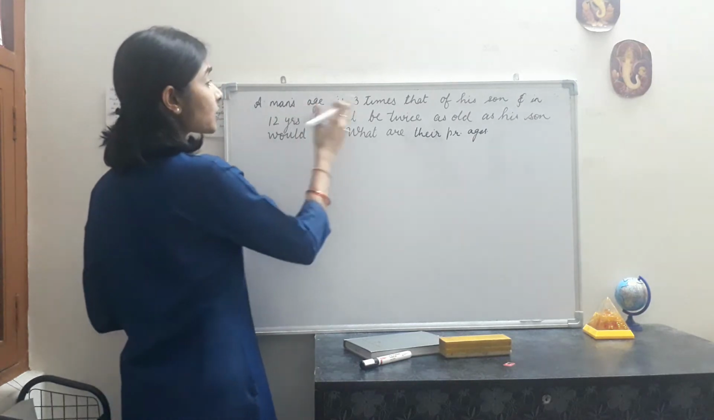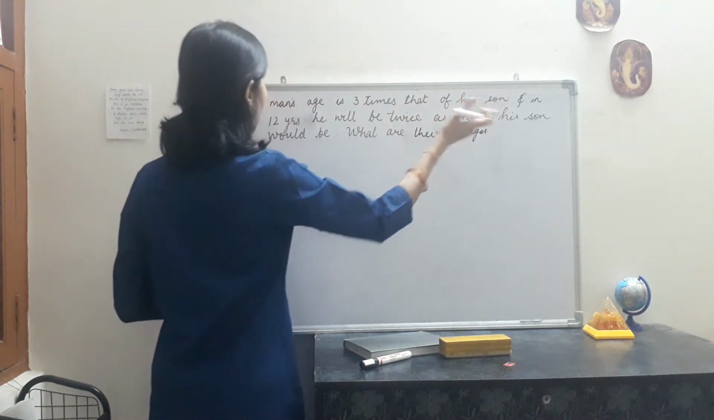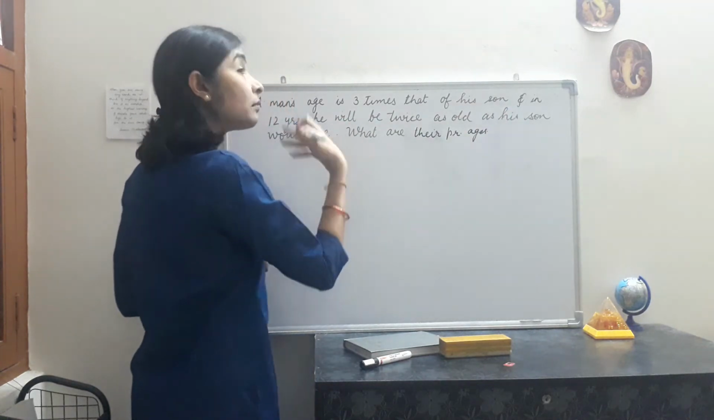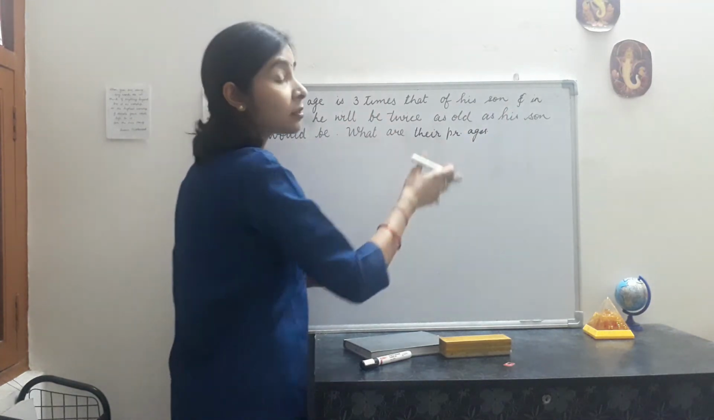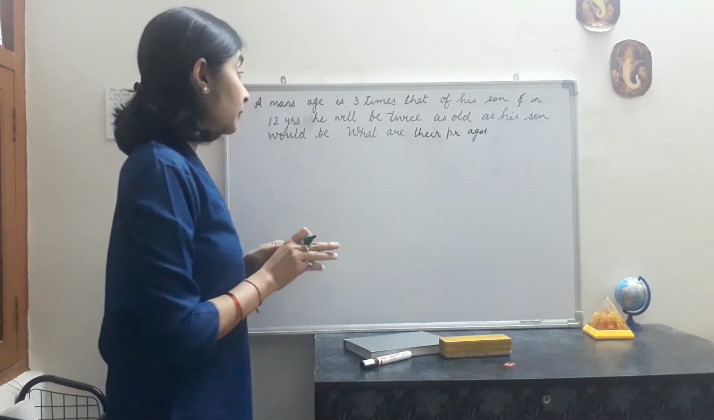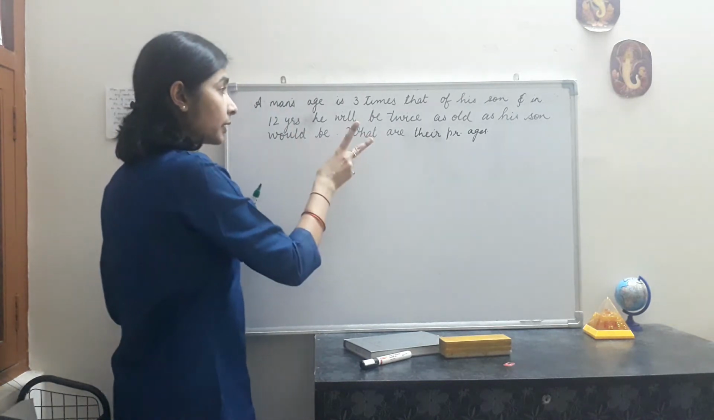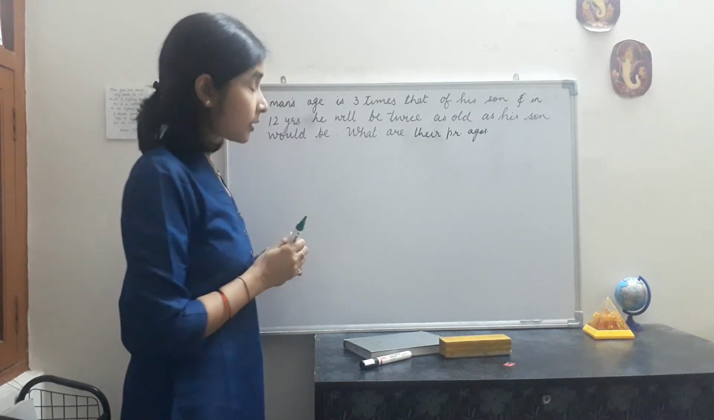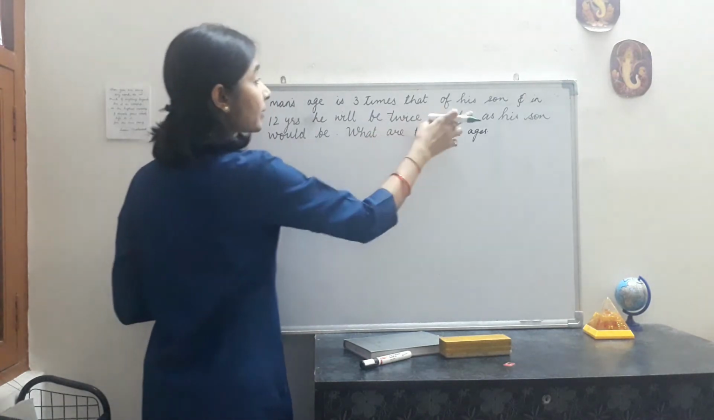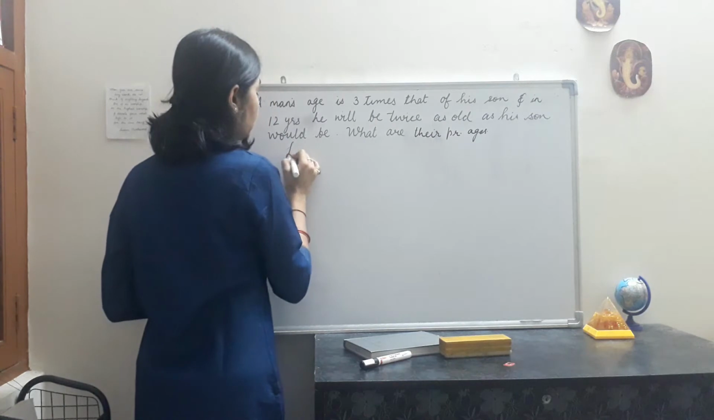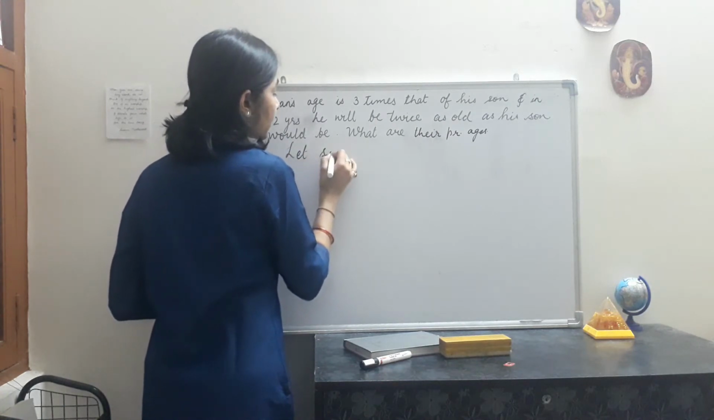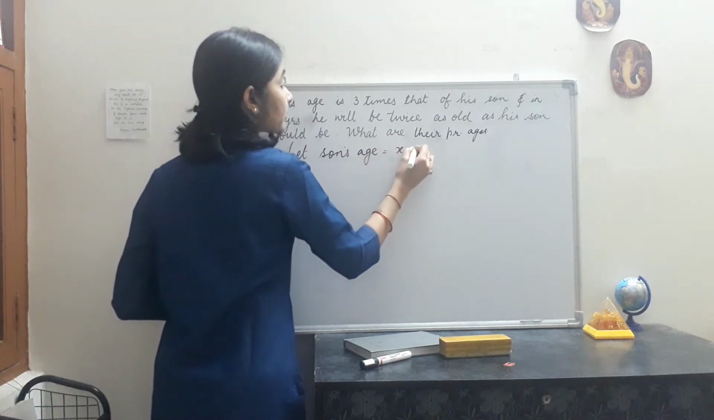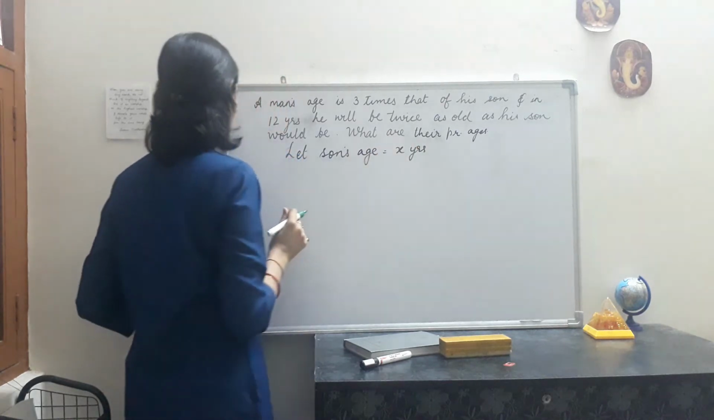A man's age is 3 times that of his son. In 12 years, he will be twice as old as his son would be at that time. What are their present ages? Now, first thing, two persons are here, man and his son. So as I said, take the younger person as x. So I will take the son as x. So let us suppose that the son's age is equal to x years. Always write the unit here, x years.